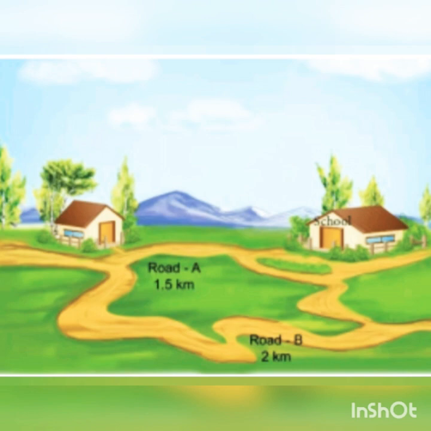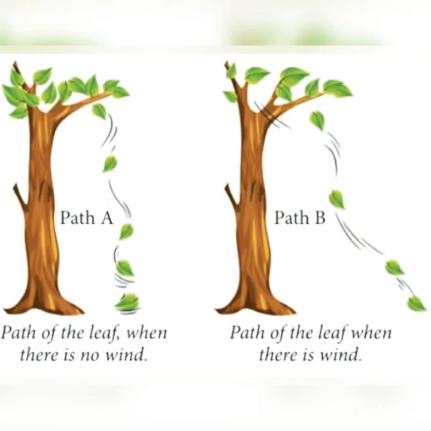Moving to the introduction part, just see the image which is given here. It is shown that Kavita reaches her school in two ways, road A and road B. Can you tell me by which path she could reach the school early, road A or road B? Very good, road A.